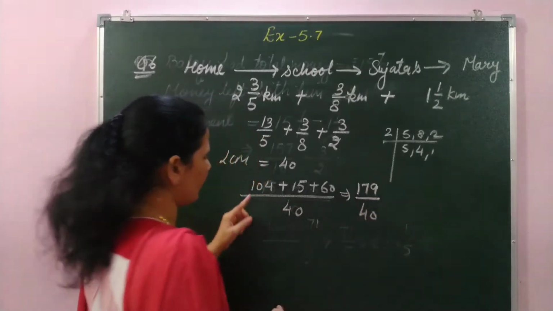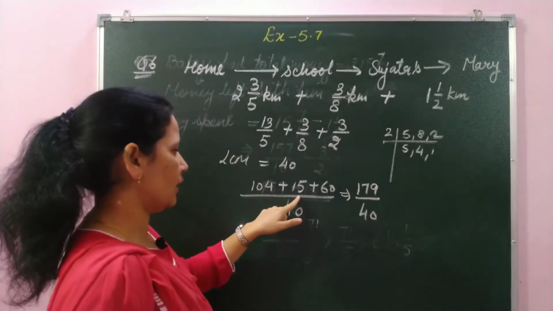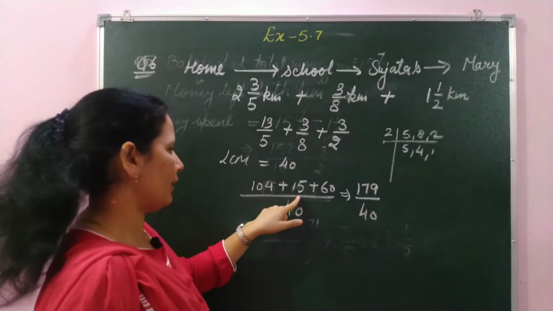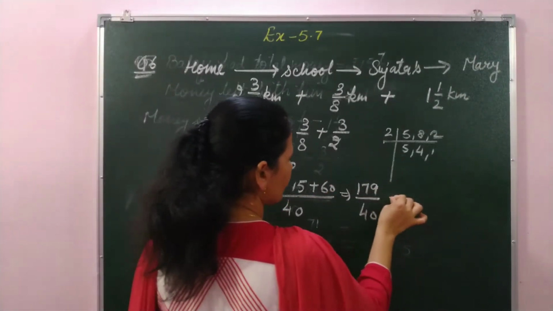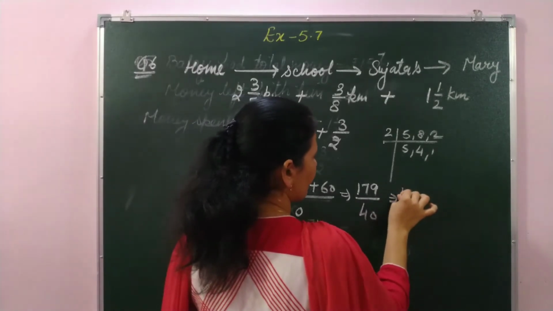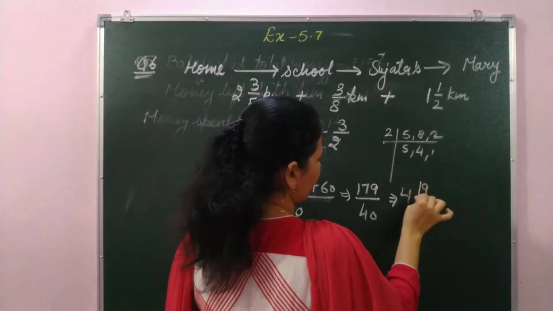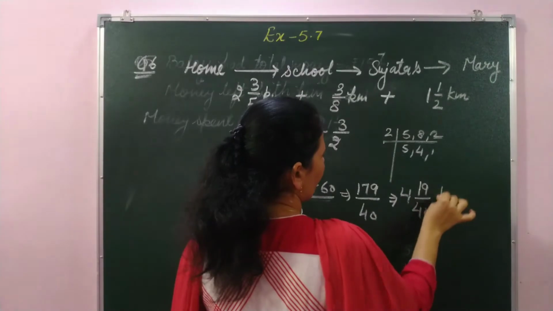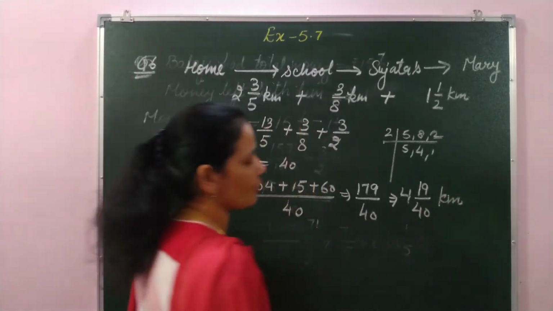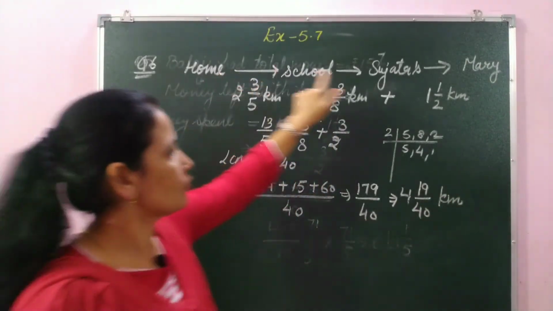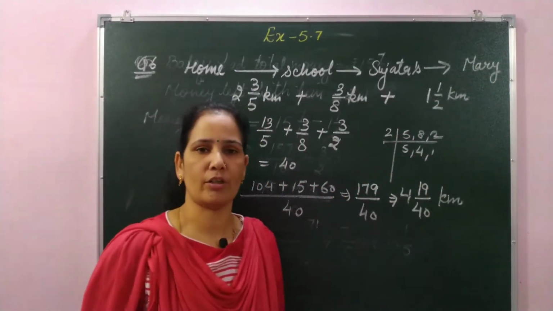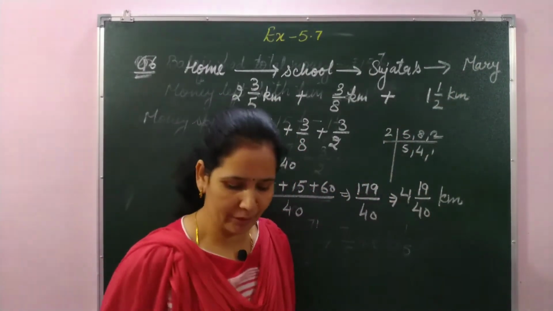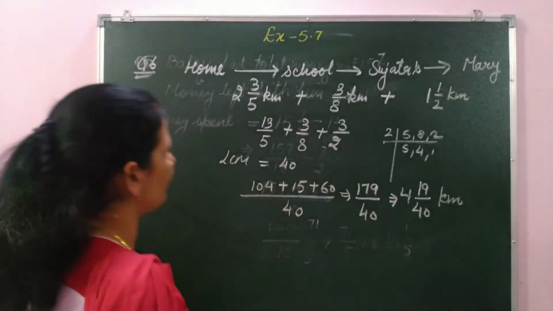You can check this: 104 plus 15 is 119, plus 60 is 179. Now convert this into a mixed fraction: 4 times 40 is 160, then the remainder is 19 by 40 kilometer. So how much distance did Nafisa cover from home to Mary's house? That is 4 19 by 40 kilometer. Might be understood, students. Now let's move to the next question.